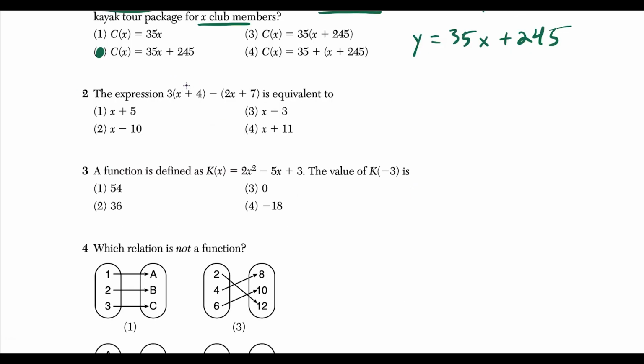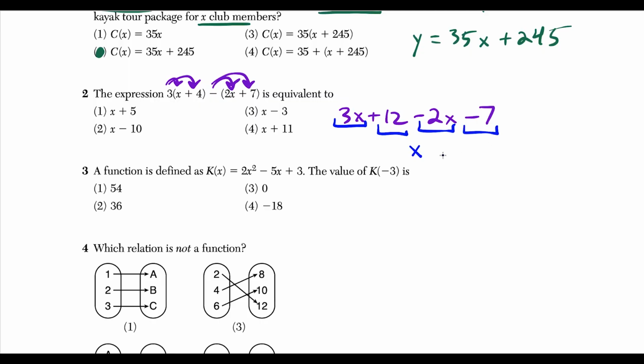Question 2, we just have to know a little bit of algebra, so I would just distribute this 3, and you're going to have 3x plus 12. Now, a little trap here, make sure you distribute the minus to both terms. So think of that as a negative 1. Negative 1 times 2x is minus 2x, and negative 1 times positive 7 is negative 7. And now just combine like terms. We have 3x minus 2x, that makes x. And then we have 12 minus 7, which makes positive 5. So x plus 5, this matches up with choice 1.